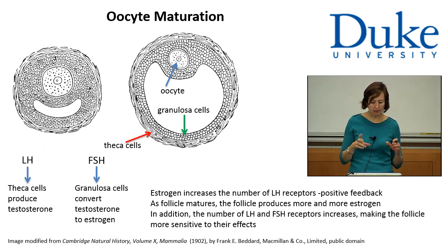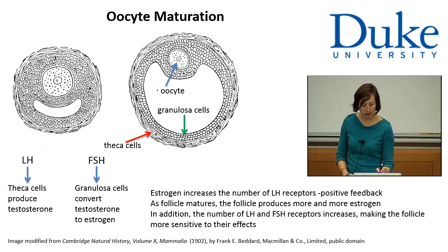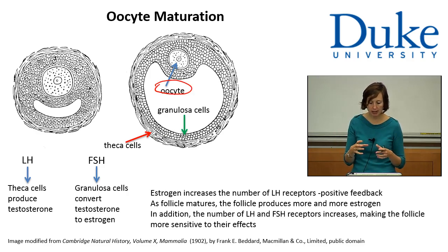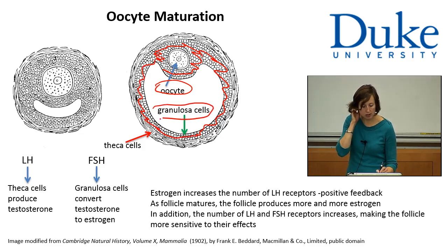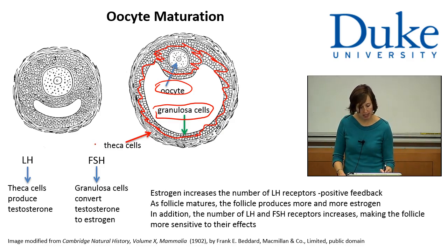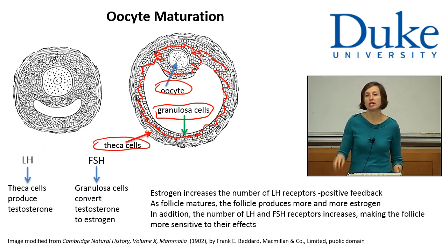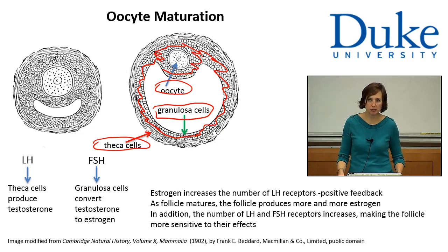So in this follicle, which is this structure that contains the oocyte, so here's the oocyte, it's a very large cell, and it's surrounded by granulosa cells. These are similar to the Sertoli cells that are forming sperm. And then that structure is surrounded by theca cells, which are analogous to the Leydig cells of the male that are sitting outside of the seminiferous tubule.